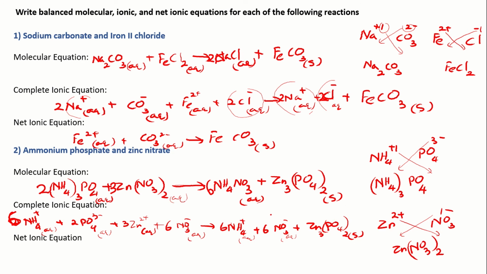You can see what your spectator ions are. These two are going to be your spectator ions, ammonium and nitrate. Your net ionic equation is going to be zinc plus phosphate, you get zinc phosphate.